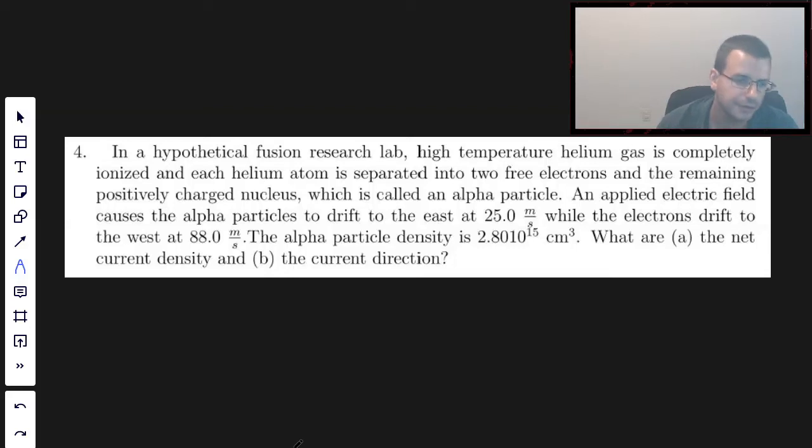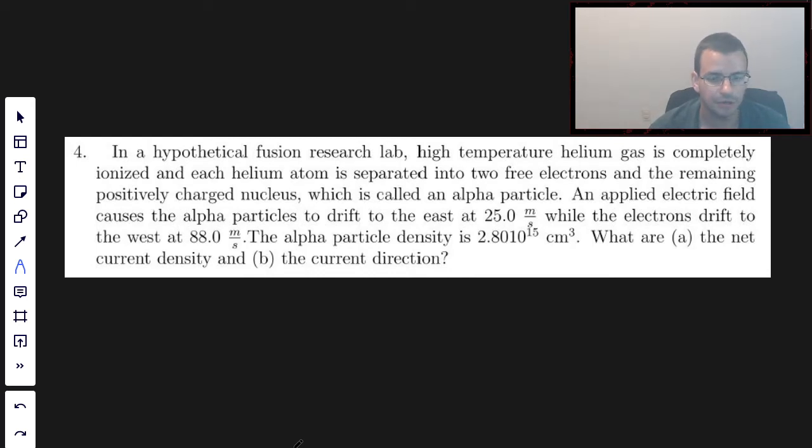In a hypothetical fusion research laboratory, high-temperature helium gas is completely ionized, meaning that all the electrons are separated from the nucleus. Each helium atom is separated into two free electrons and the remaining positively charged nucleus, which has two protons and is called an alpha particle. An applied electric field causes the alpha particles to drift to the east at 25 meters per second, while the electrons drift in the other direction, the west, at 88 meters per second.